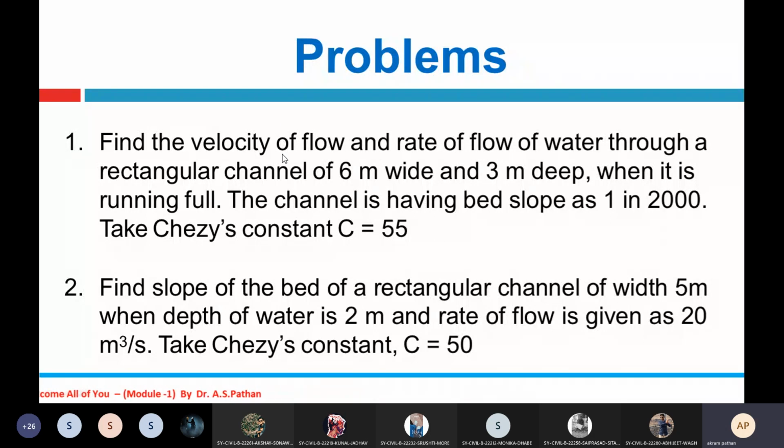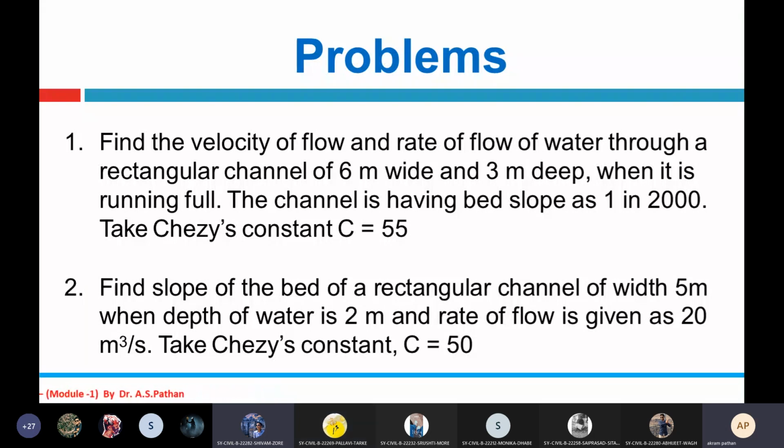Anybody can tell me, how much velocity will you get, and how much discharge? Sir, velocity 1.506. Okay, 1.506 meter per second. And what is the discharge? 27.11 meter cube per second.